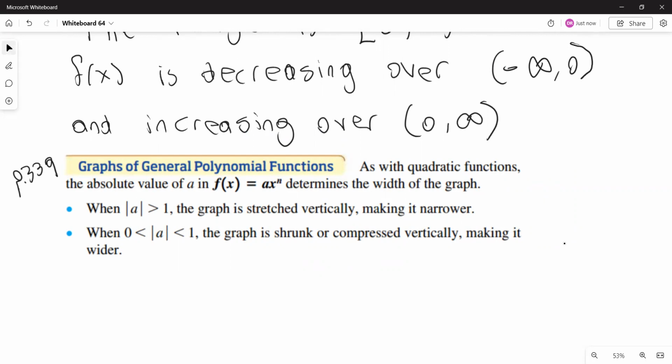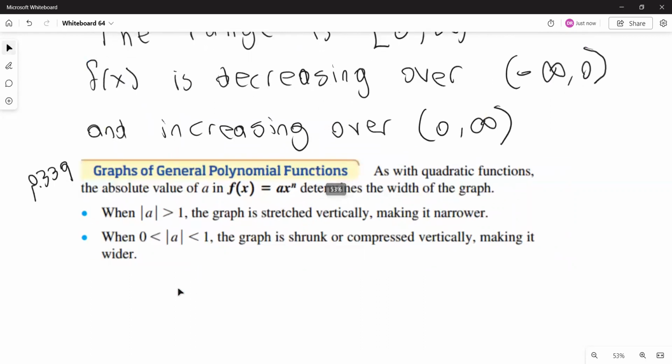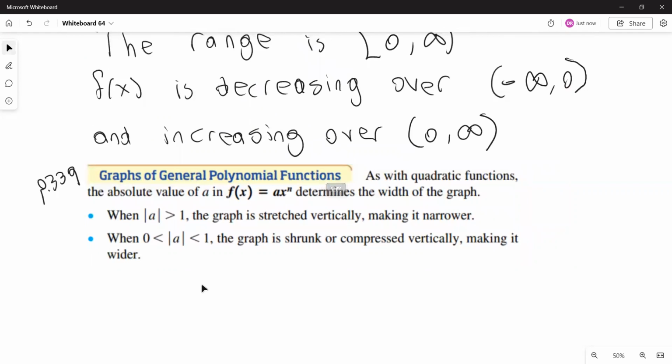As with quadratic functions, the absolute value of a in f of x equals a x to the n determines the width of the graph. When the absolute value of a is greater than 1, the graph is stretched vertically, making it narrower. When the absolute value of a is greater than 0 but less than 1, the graph is shrunk or compressed vertically, making it wider. And you also have reflections. When a is negative, the graph is going to be reflected across the x-axis.